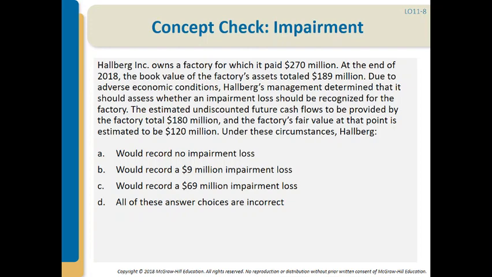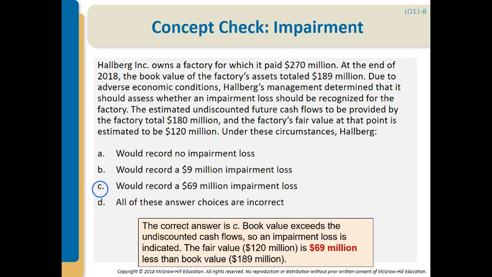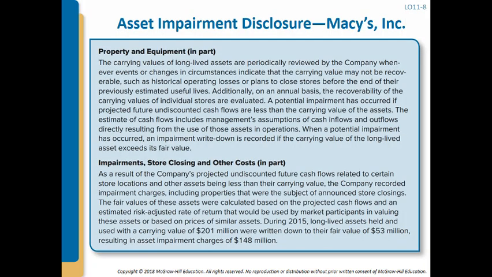Under these circumstances, Hallberg would do what? Well, that's pretty easy, right? C. Record an impairment loss of $69 million. And again, of course, you're going to disclose it.